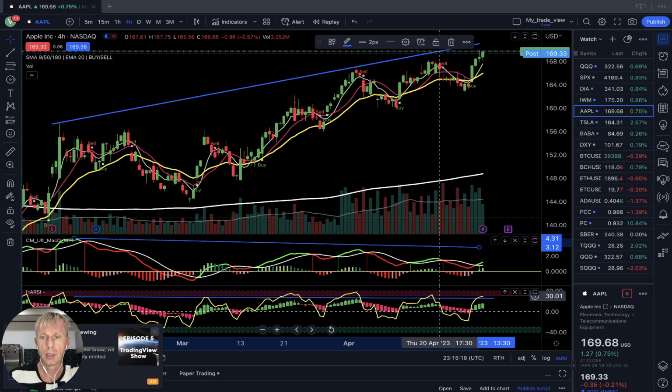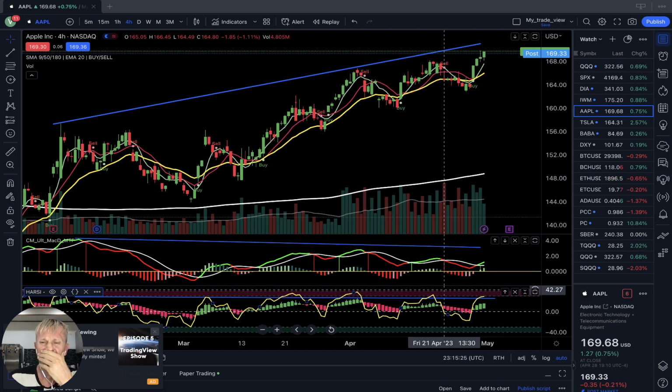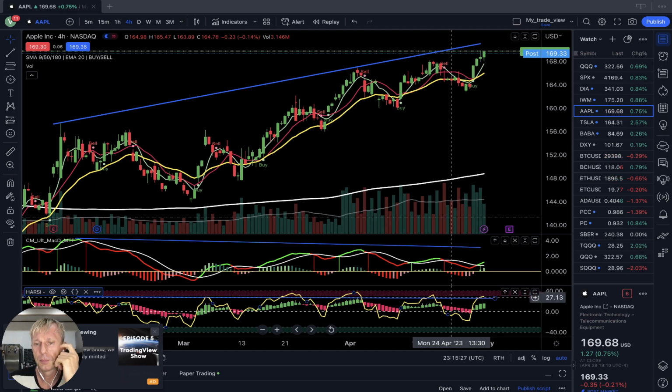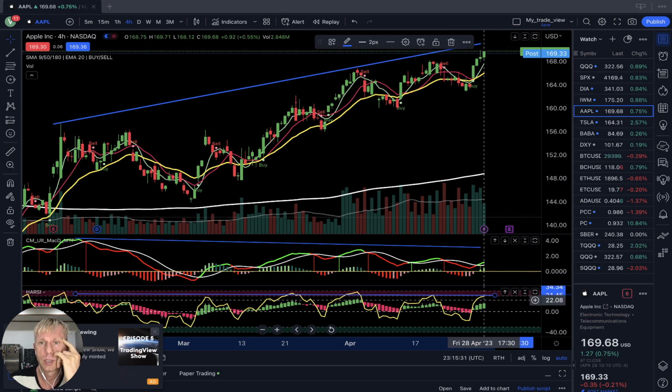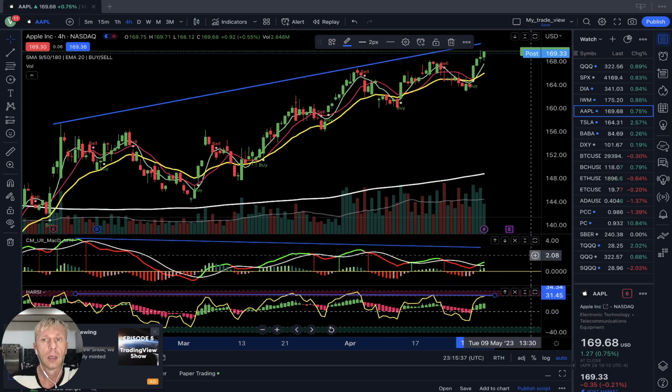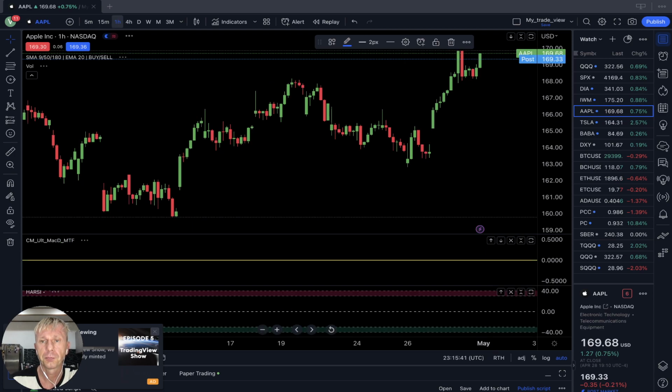RSI, same bearish divergences. Signal is bullish, green, and Heikin-Ashi is in overbought territory. Each time it touched overbought territory, it moved down, right? Bullish signal with bearish divergences.